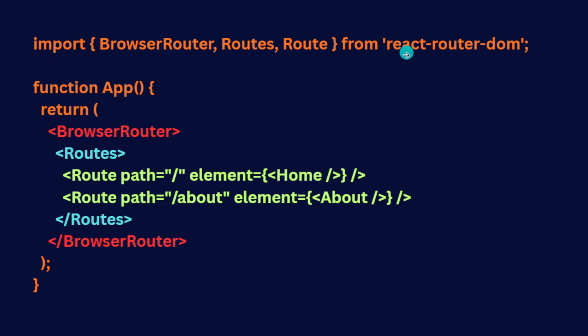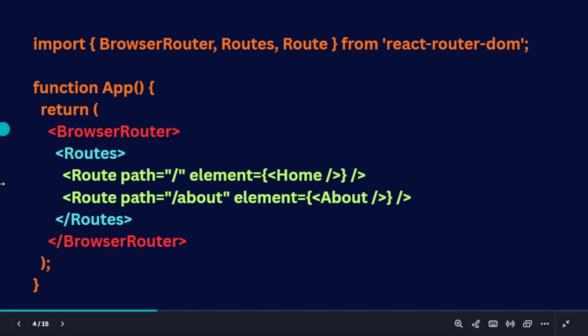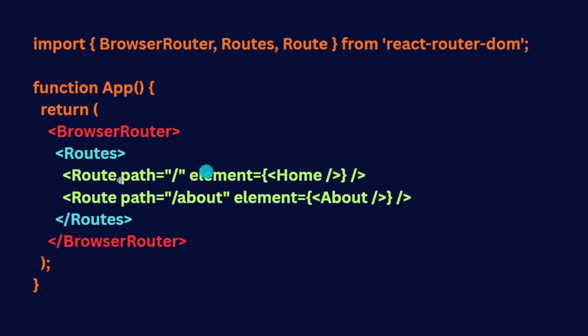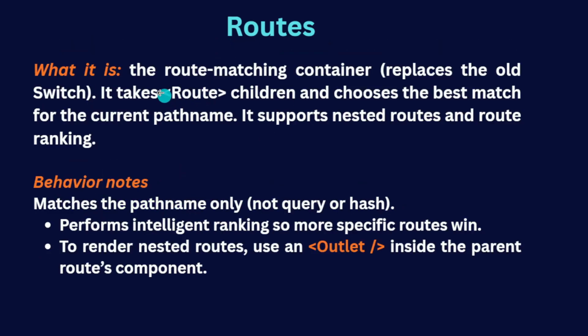And we have to import from React Router DOM, right? And browser router. So this is a container, and the routes and route. We have to wrap all the things, and then routes, and then route. Don't worry, I explain each term. And then routes: what it is, the route matching container that replaces the old switch. We used to use switch, but now we replace it with routes. It takes route children and chooses the best match for the current path name. It supports nested routes and route ranking.